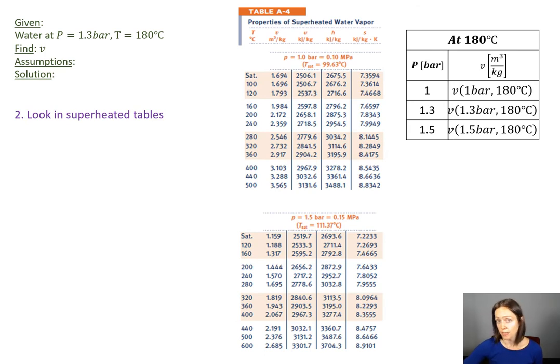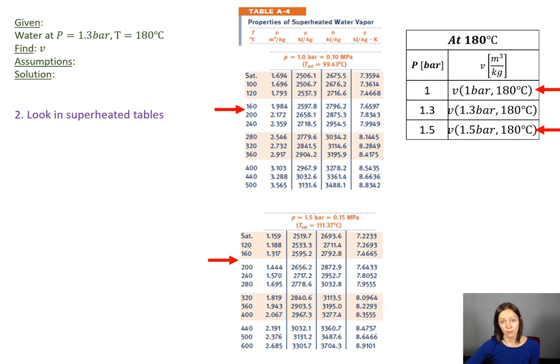What I normally would do is make my own little table and organize it however I want. I know that the pressure is 1.3 bar and I've got information for 1 bar and 1.5 bar. So I'm just going to interpolate using the data at the 180 degree temperature line on each of those boxes. But the problem is I don't actually have a line for 180 degrees Celsius on either one of those boxes. So what do I do?